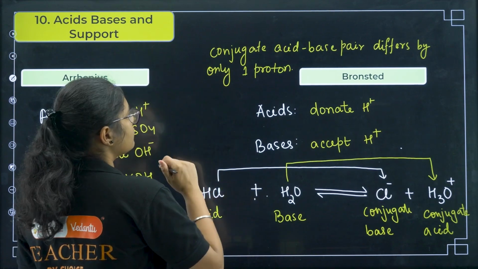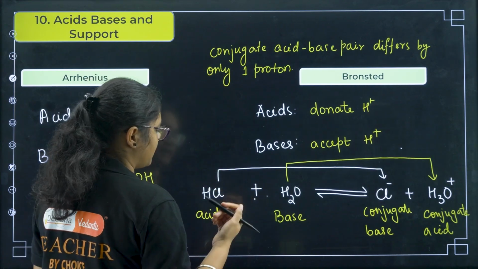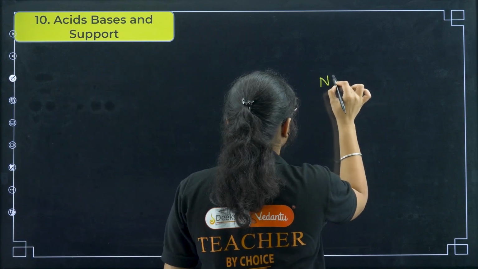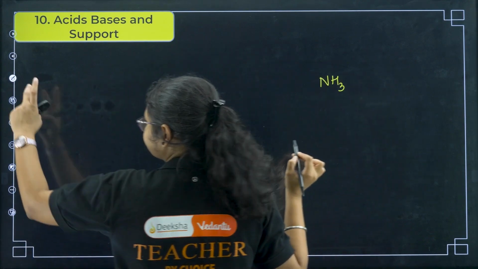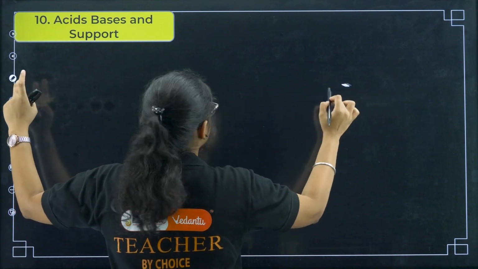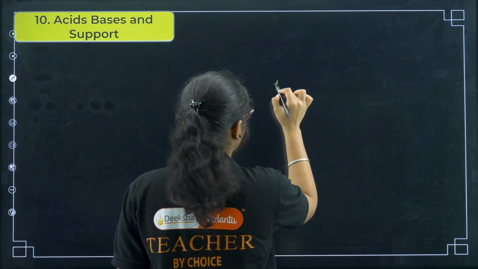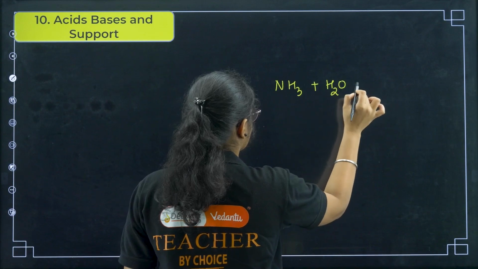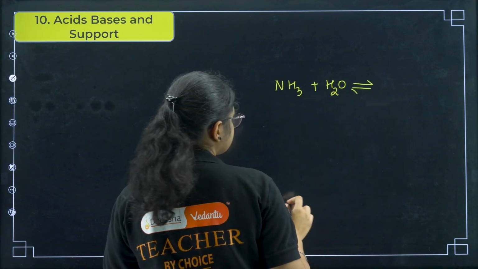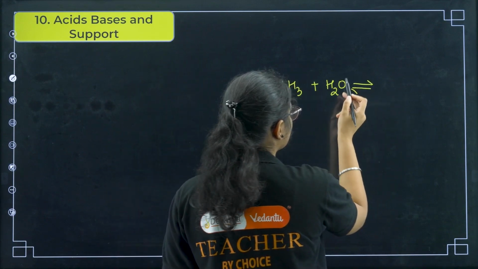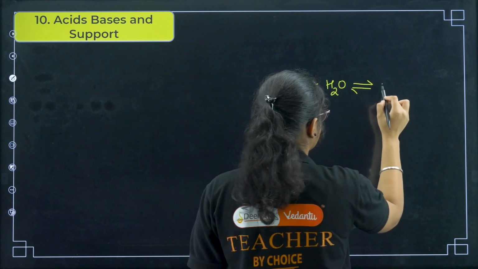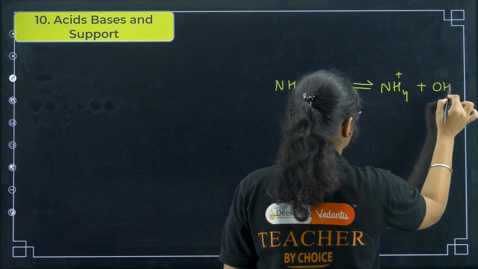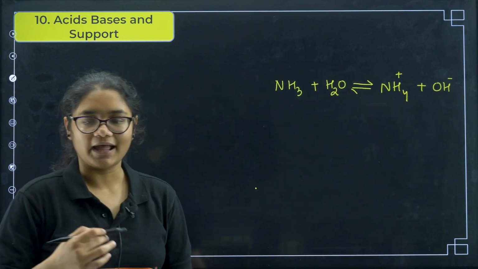Let us take one more example here to understand it in a better way. I'll go to the next slide and discuss here. Suppose I have NH3 plus water. What will happen here? Water can lose one H plus and give it to NH3, so we get NH4 plus and OH minus.